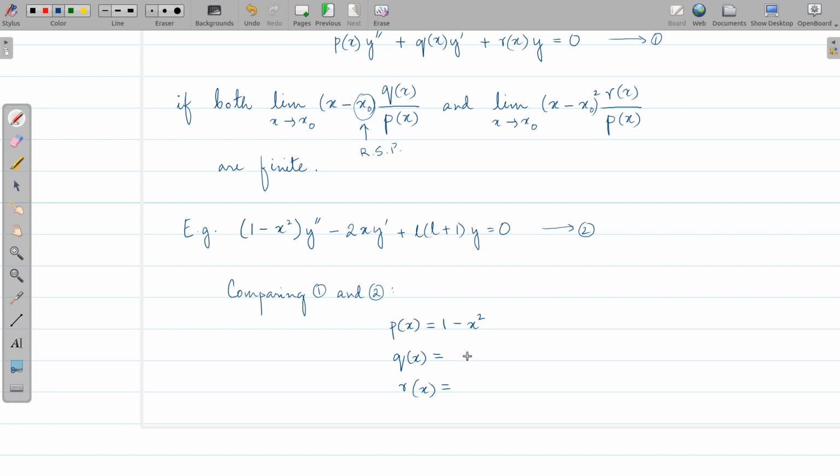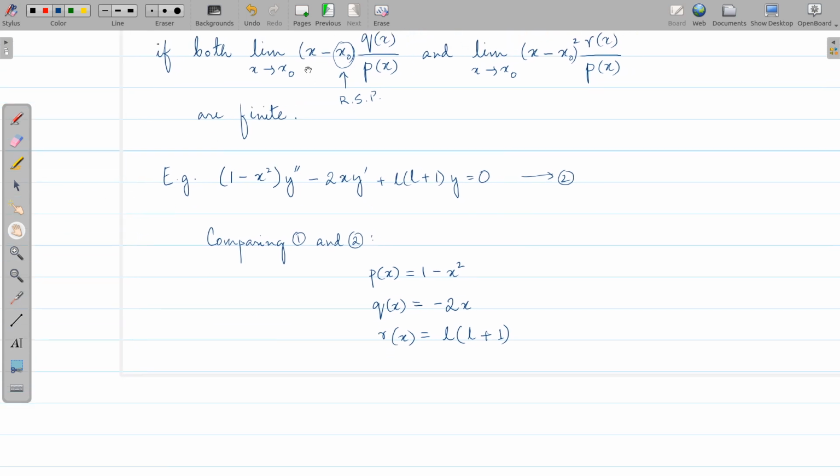What is q of x? Minus twice x. Minus twice x. The minus sign also has to be included. And what is r of x? It's a constant function, L into L plus 1. Okay, this is r of x.